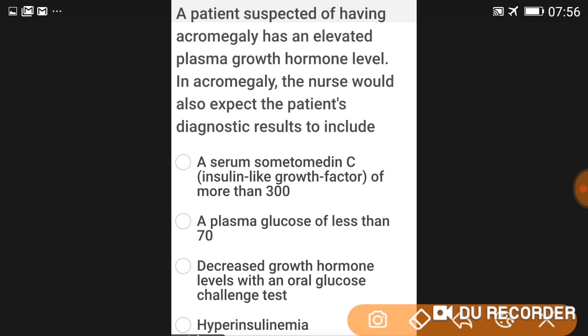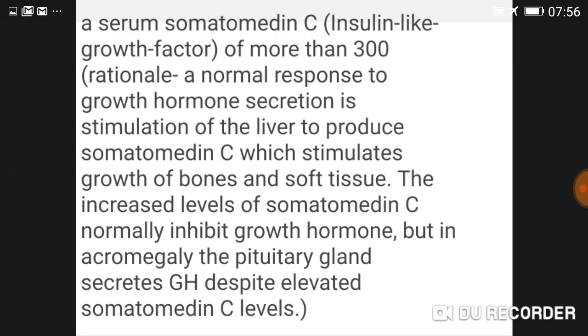A patient suspected of having acromegaly has an elevated plasma growth hormone. With acromegaly, the nurse would also expect the patient's diagnostic result to include serum somatomedin, insulin-like growth factor, of more than 300. So guys, I hope till here it's clear. Serum somatomedin, insulin-like growth factor, of more than 300.